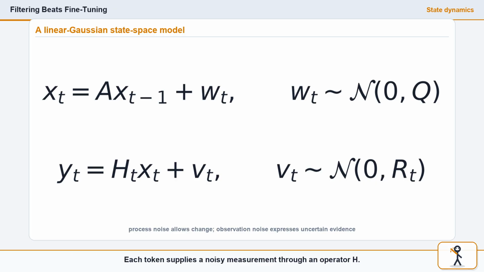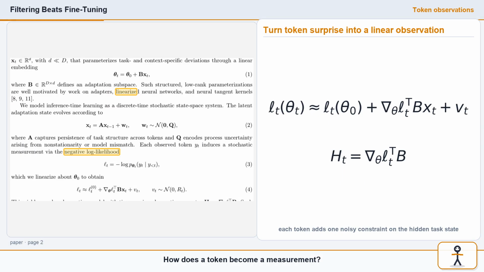Each token supplies a noisy measurement through an operator H. How does a token become a measurement? Take its negative log likelihood and locally linearize it around the frozen model. The gradient, projected through B, becomes H, the direction in latent adaptation space that this token can reveal.